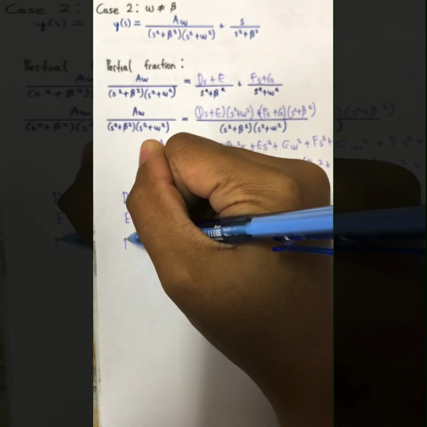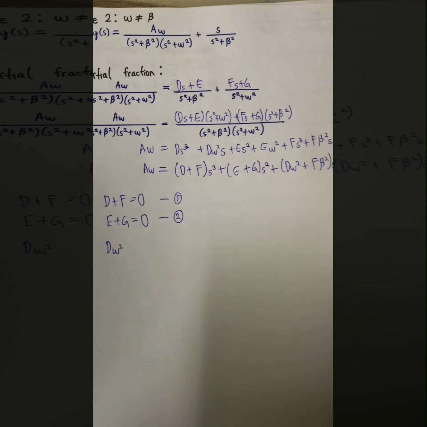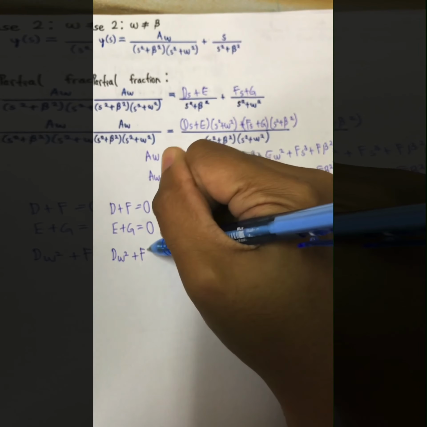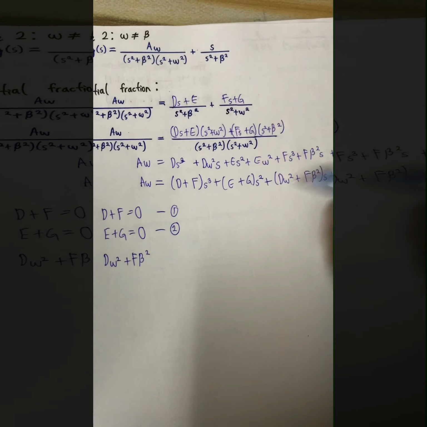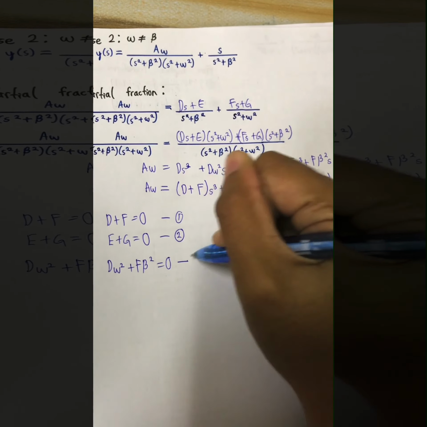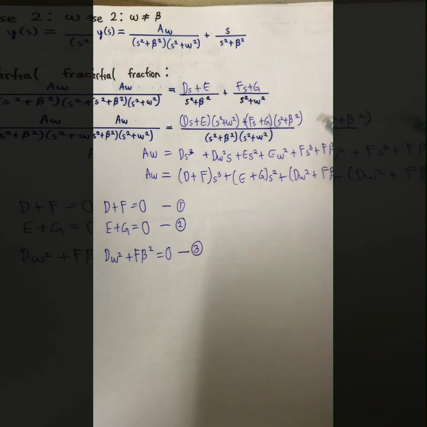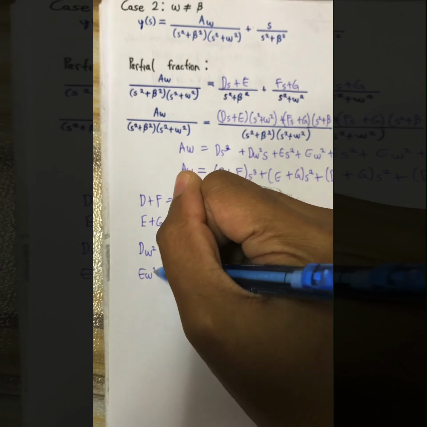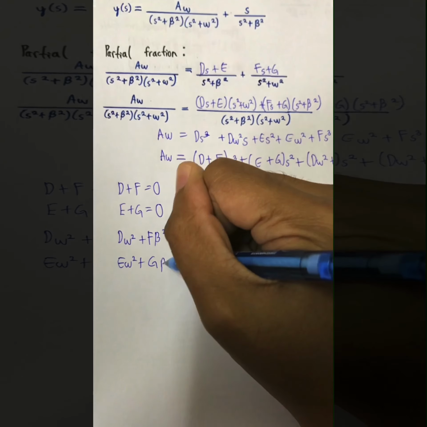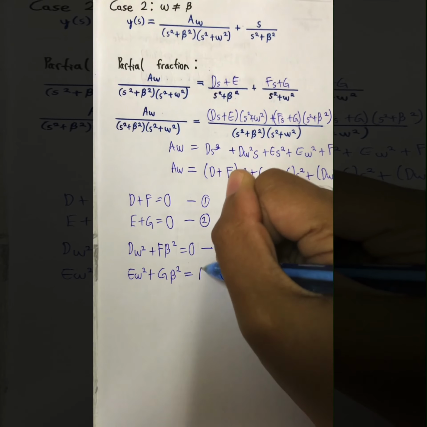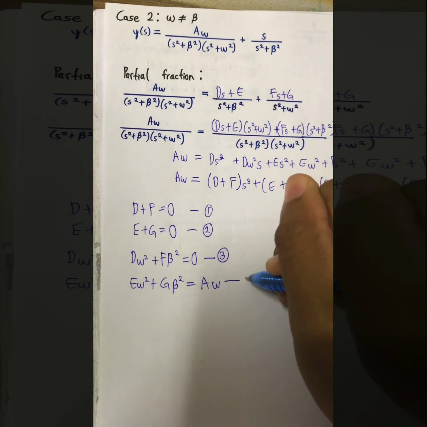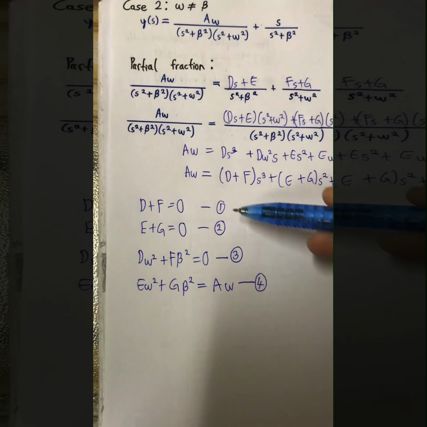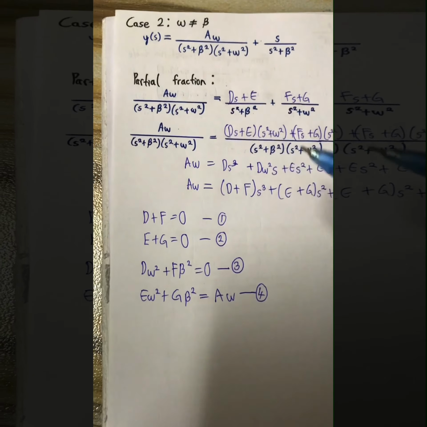Then the third one is d omega square plus f beta square is also equal to 0. That is the third equation. And the fourth one is e omega square plus g beta square, which is equal to alpha omega. So we get 4 equations here. So we solve these 4 simultaneously.